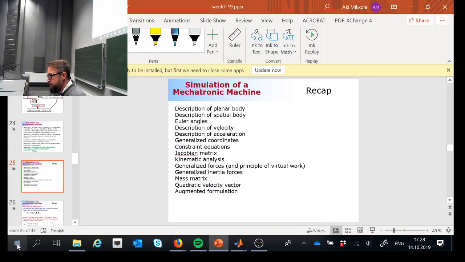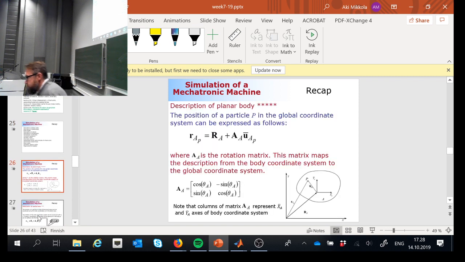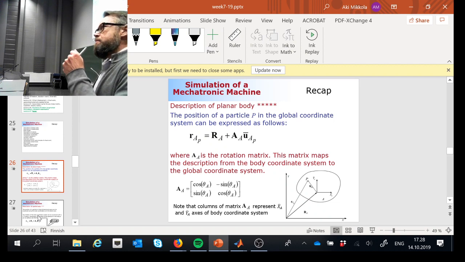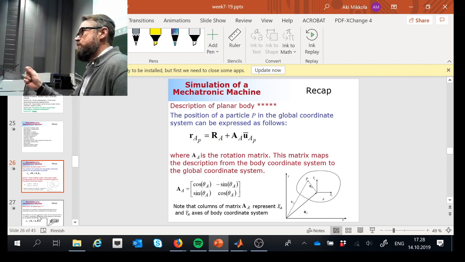But finally, how are the ratings of the different topics? The first one is the description of a planar body. Now, something that I desperately would like you to understand is that particles don't have rotational degrees of freedom.